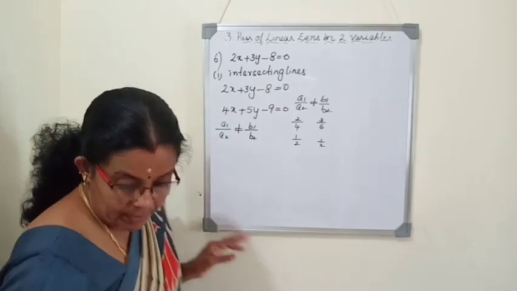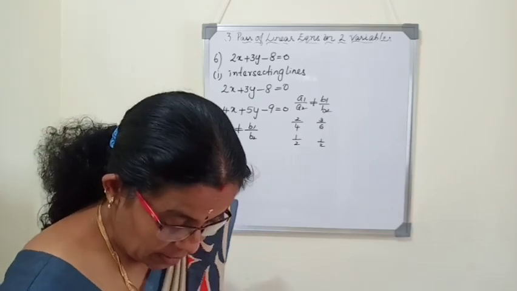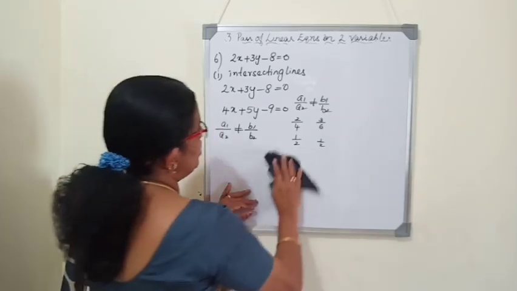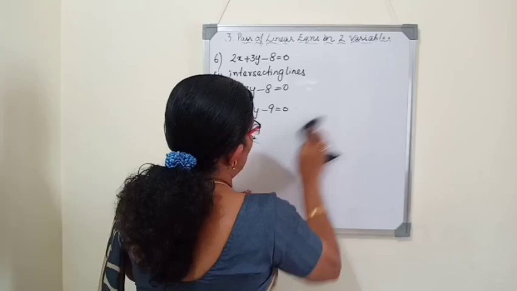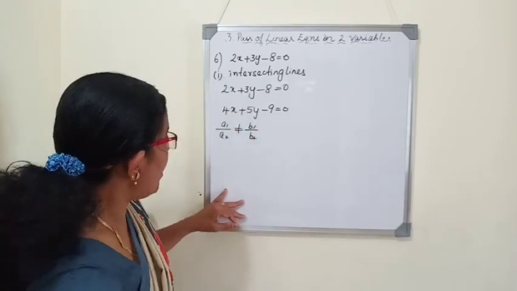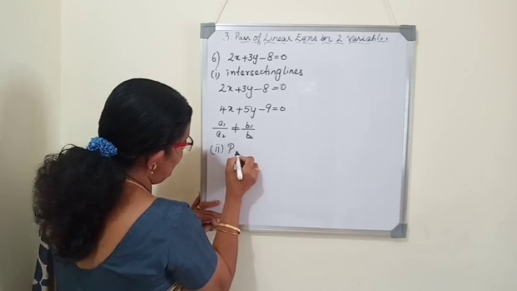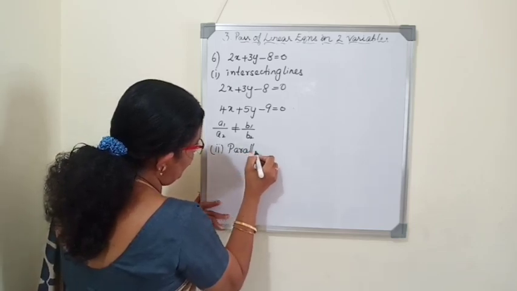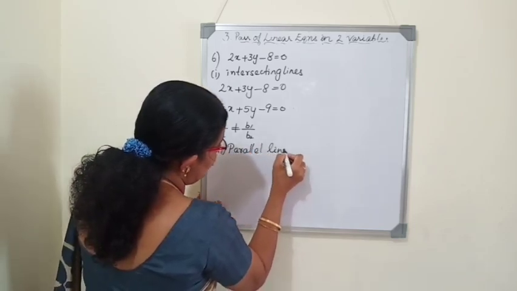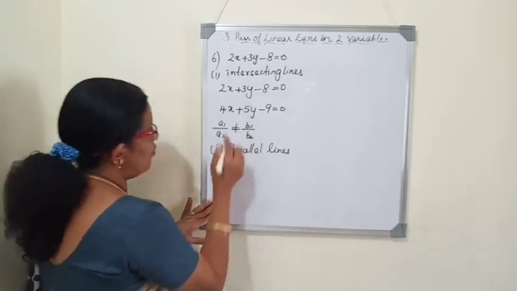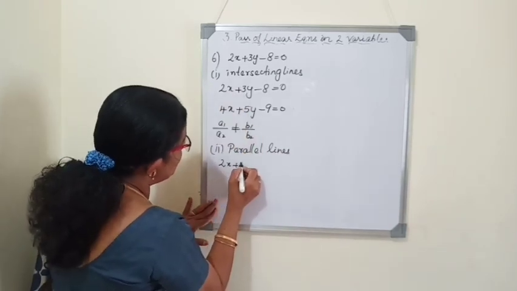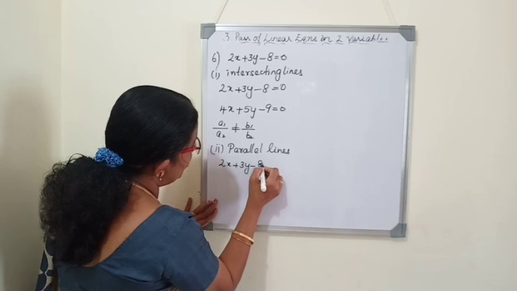Next question: the second is parallel lines. For the same first equation, we have to write one more equation such that it gives parallel lines. So the first equation I will write is 2x plus 3y minus 8 equals 0.